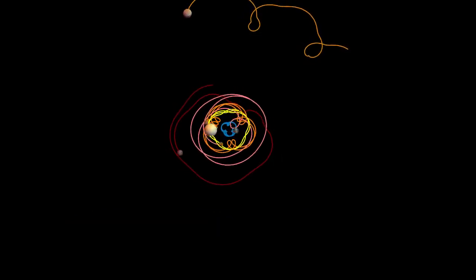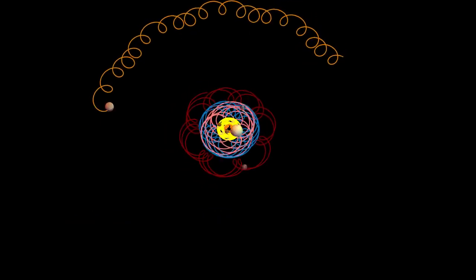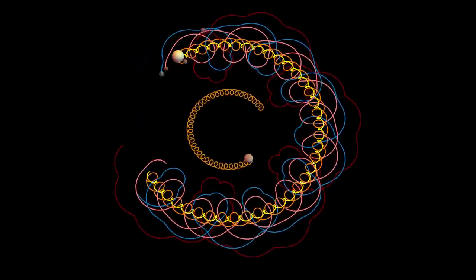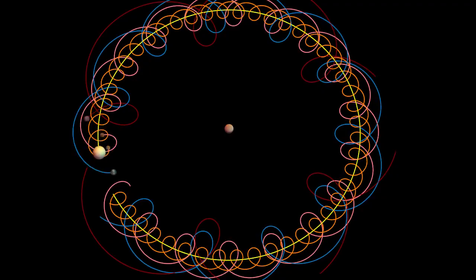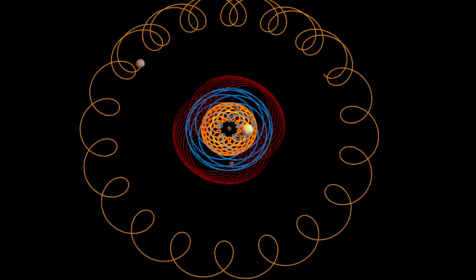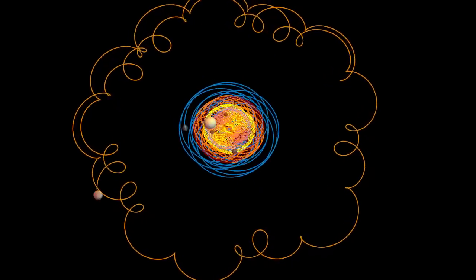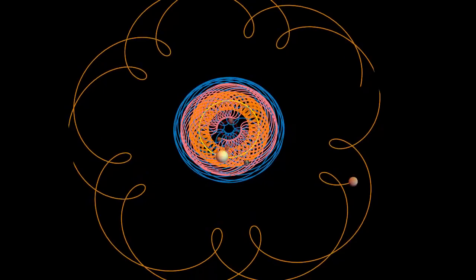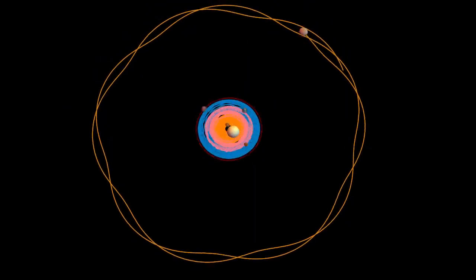Okay, sure. Well, what if we move the camera over Mercury? What about Jupiter? Venus? Mars? Now what about the sun? It's so simple, it's so elegant.